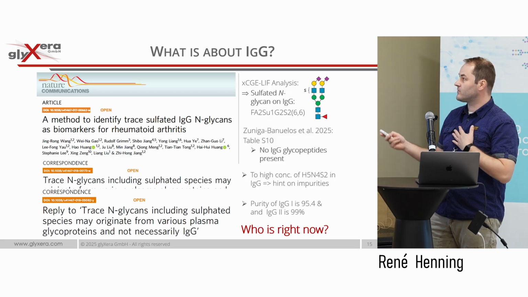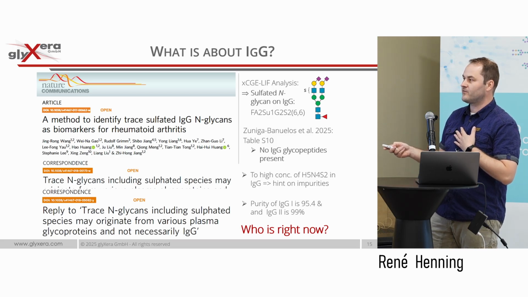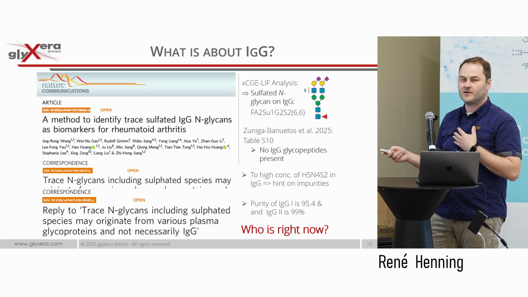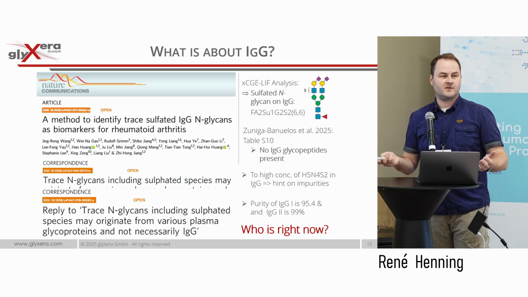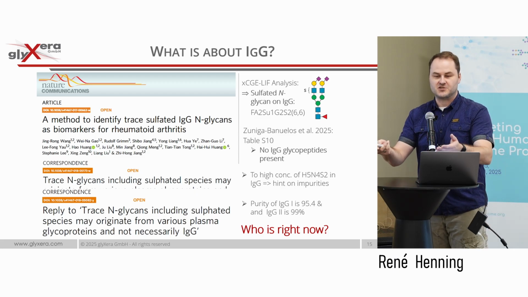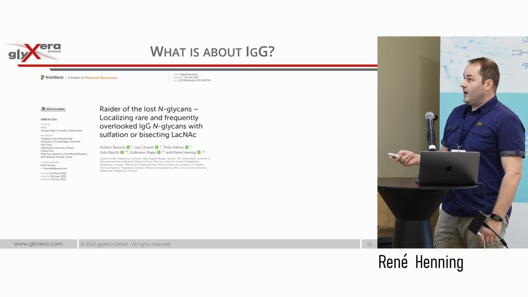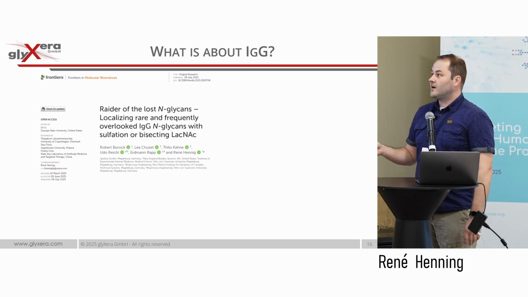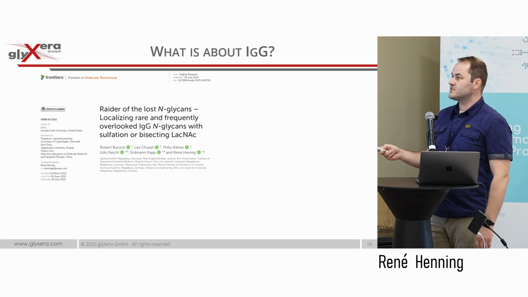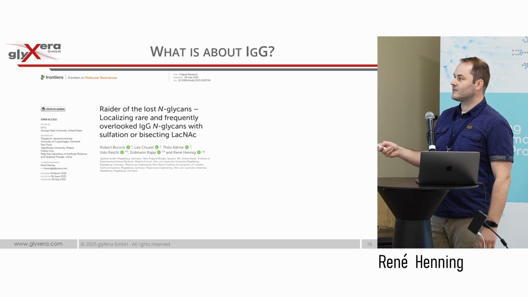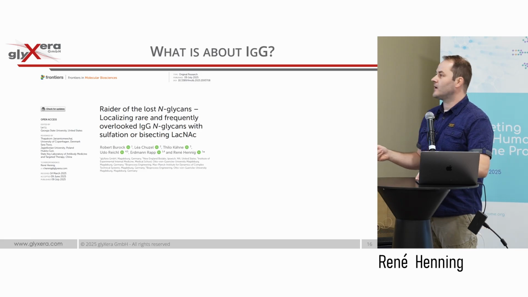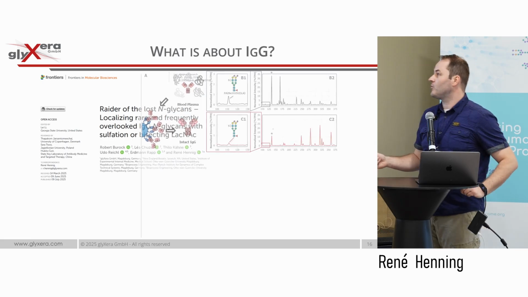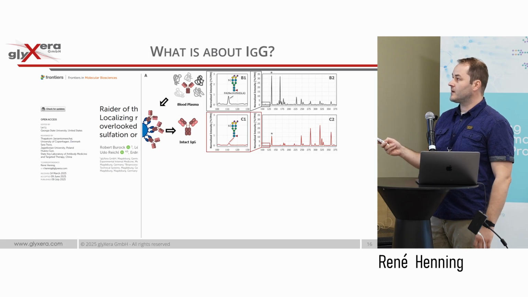And actually, I have to say, we are analyzing the released glycans. We have exactly the same problem. We don't know on which protein it is attached. We only see it in the IgG fraction. So, to answer this question, we came out this year with a publication, Radar of the Lost N-glycans. It's not only sulfation, there's also bicyclic LacNAc elongation we saw. But anyway, we started exactly like other people start.